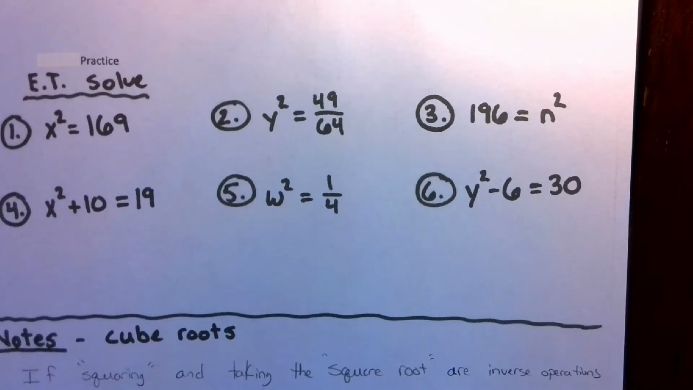Most of them already have the squared term isolated, but for number 4 and 6 you'd have to get rid of the 10 and the minus 6 first. So go ahead and pause the video and try these. They shouldn't take very long, just to build off of what we did yesterday, and then we'll be taking notes on what we call the cube roots after this.